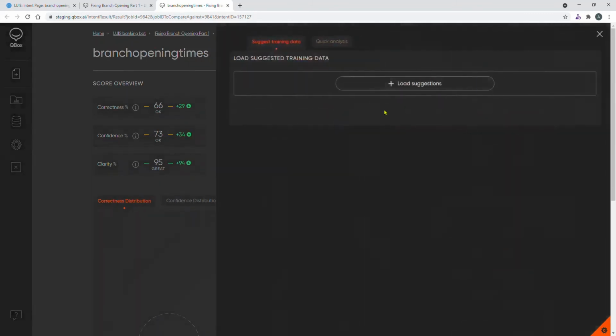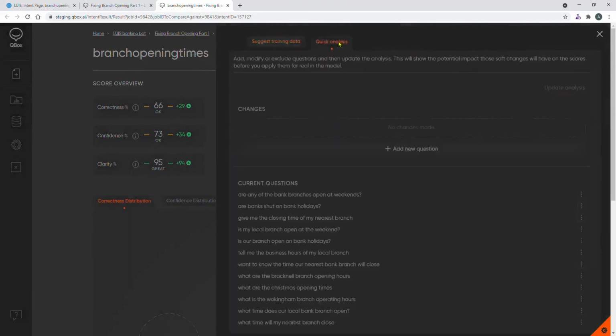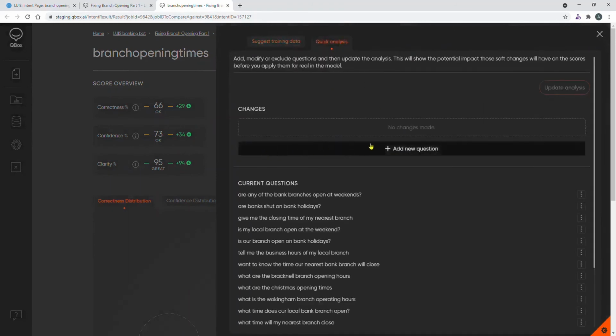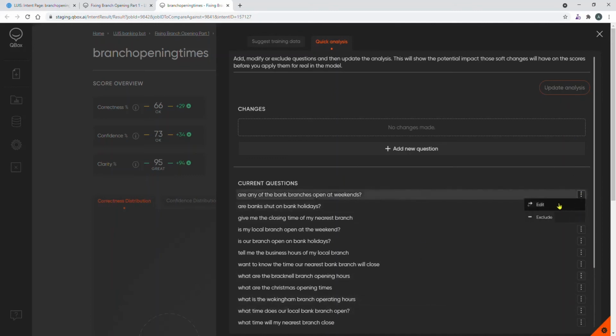Now, once I've established what the issue is with an incorrect utterance, I can run a quick analysis by adding any new utterances here, clicking on Update Analysis, and this will show me what the potential impact these changes may have on the scores for this intent. I also have the option of editing or even deleting existing utterances and running a quick analysis again.